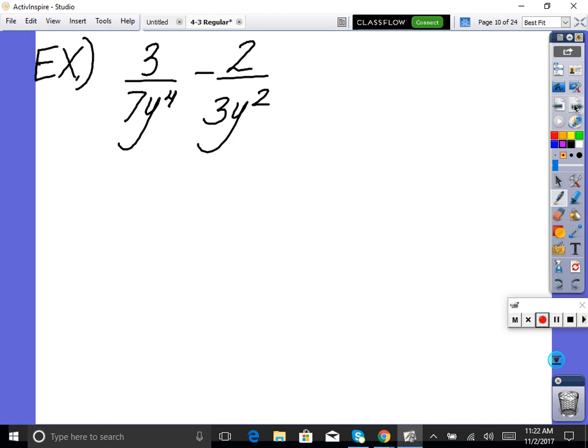Okay. All right, see if you can do this one on your own. Find the least common denominator, and then go ahead and do the algebra in this one. Ask the people around you if they get the same least common denominator.